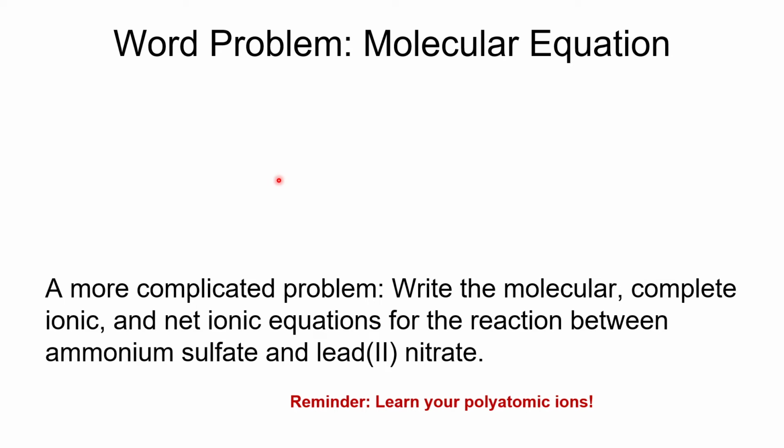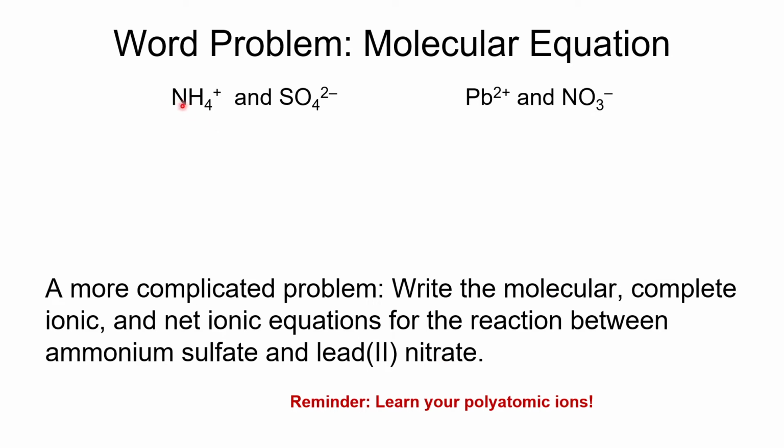It says, write the molecular, complete ionic, and net ionic equations for the reaction between ammonium sulfate and lead(II) nitrate. Now, if I'm given a problem like this, usually the very first thing I will do is just write down the individual ions. Ammonium is NH4 plus, sulfate is SO4 2 minus, lead(II) is Pb 2 plus, and nitrate is NO3 minus. And once we have those, then writing out the other stuff is pretty easy.